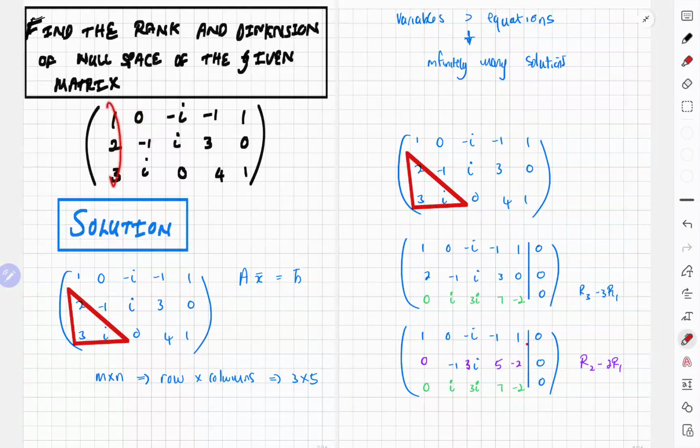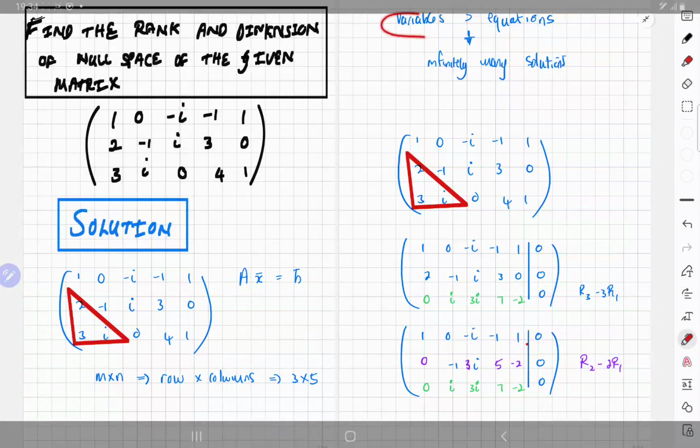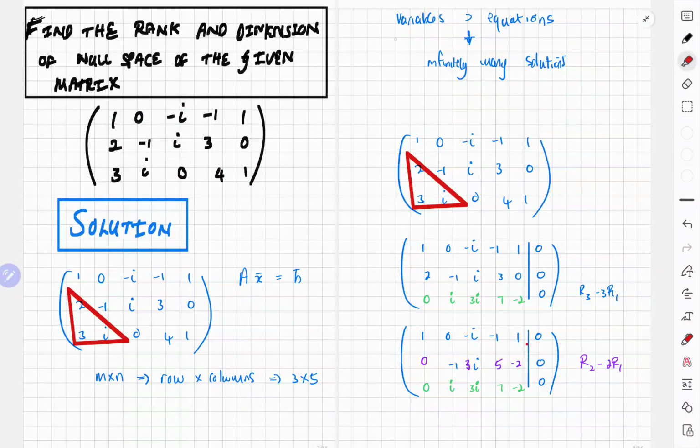Remember, you can see here that you have 5 columns. So in other words, you have 5 variables. Now remember, how many rows do we have? We have 3 rows. So those are the equations. But since we have more variables than equations, remember a very important thing that's going to happen, we have infinitely many solutions. So we are going to introduce parameters. So what you're going to do here, you're going to do Gauss elimination.